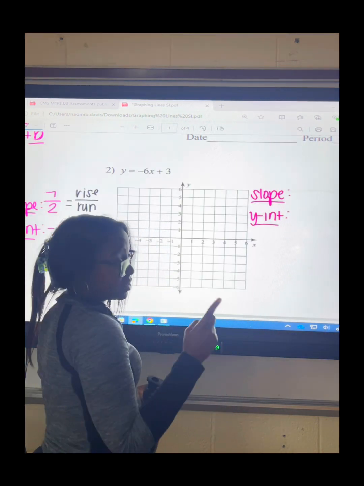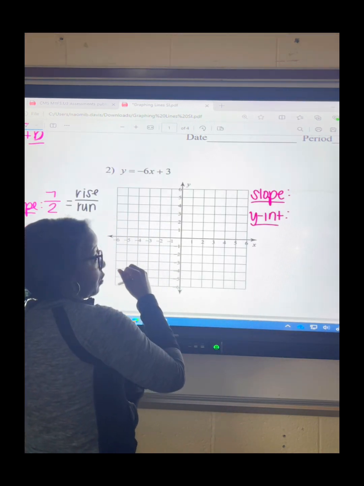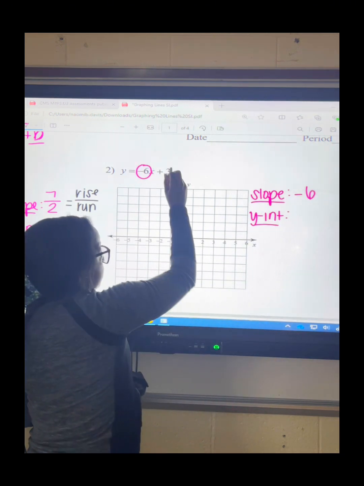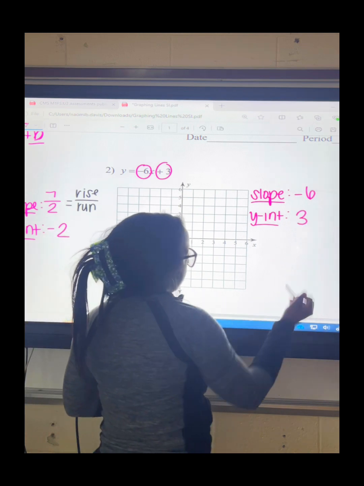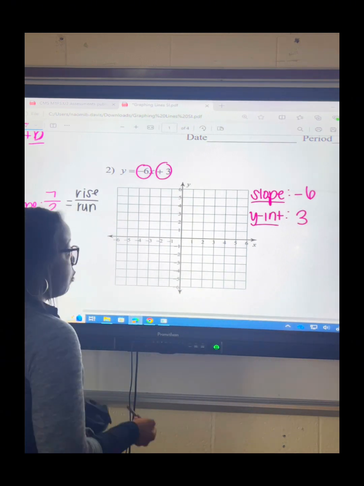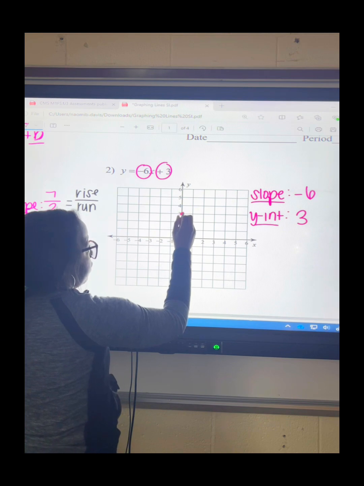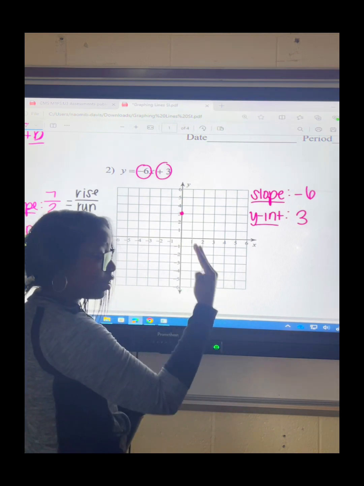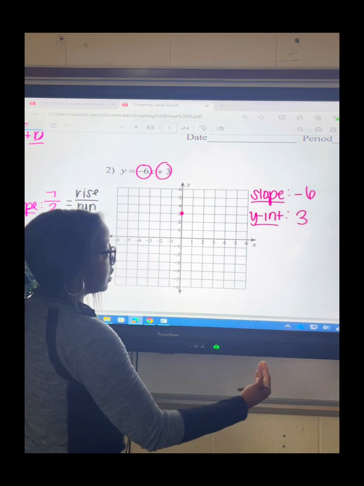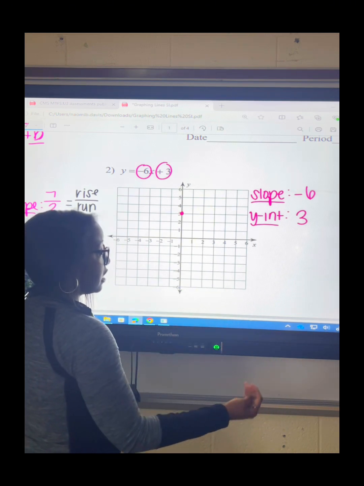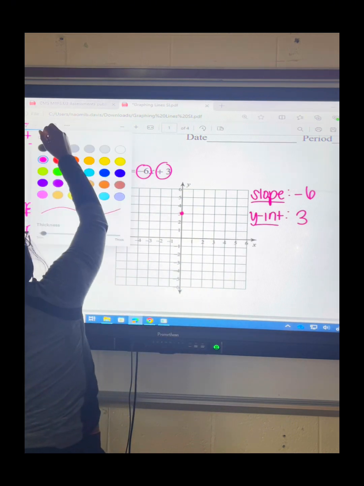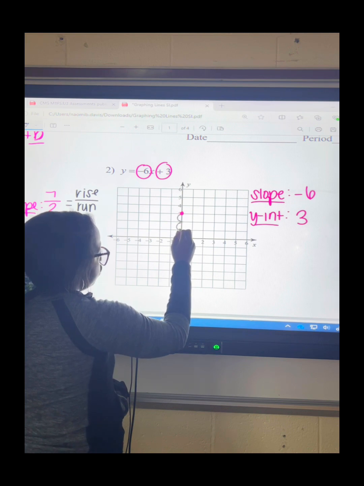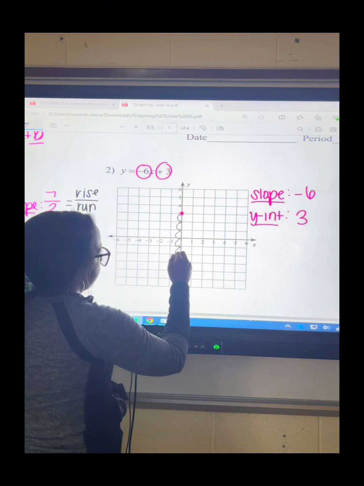First things first, I'm gonna get my slope and my y-intercept. The slope of this equation, -6. The y-intercept, +3. You start where your y-intercept is, so I'm going to start at +3. My slope is -6, so when it's negative, you're going to go down, but you still go right. So the only thing that changes is down and right instead of up and right. Okay? So what that looks like, I'm going to say 1, 2, 3, 4, 5, 6.